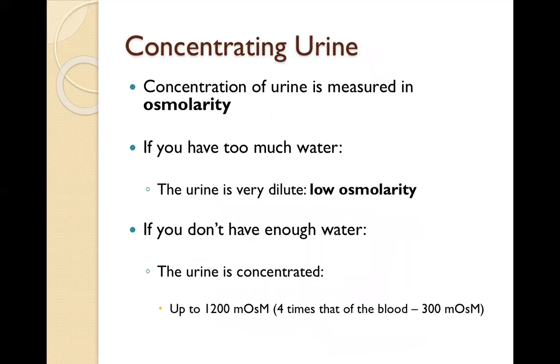Concentration of urine is generally measured in osmolarity. If you have too much water, your urine will become very dilute and it will have a low osmolarity. If you don't have enough water, the urine will become quite concentrated. And it can become as concentrated as up to 1,200 milliosmoles. That's about 4 times the normal osmolarity of the blood. So you can actually concentrate your urine up to 4 times that amount. It can't go beyond that. You can't get urine that's more concentrated than 1,200 milliosmoles.